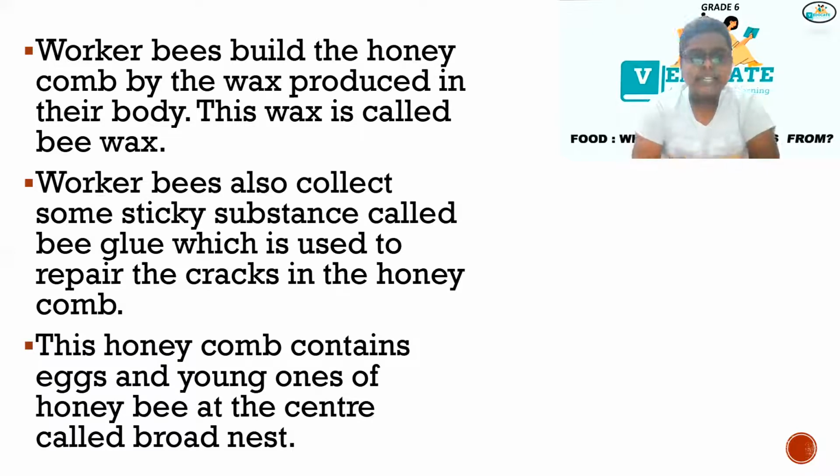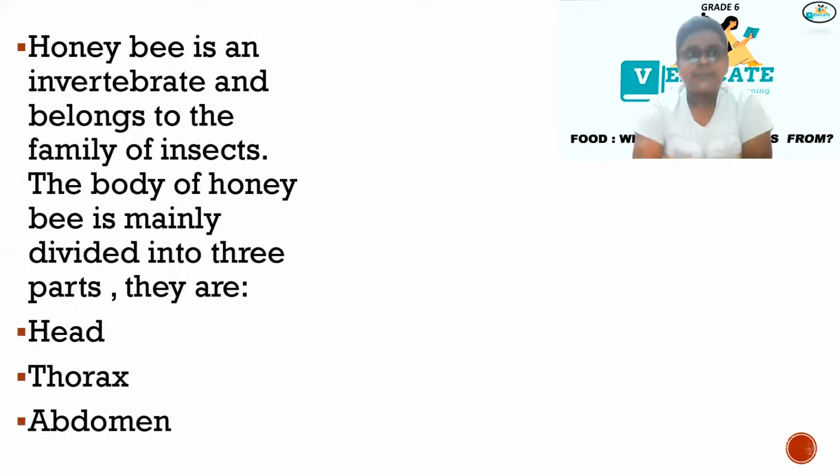This honeycomb contains eggs and young ones of the honeybee at the center, called the brood nest. So in the center of the honeycomb, there are the young ones of the queen bee. So it is called the brood nest.